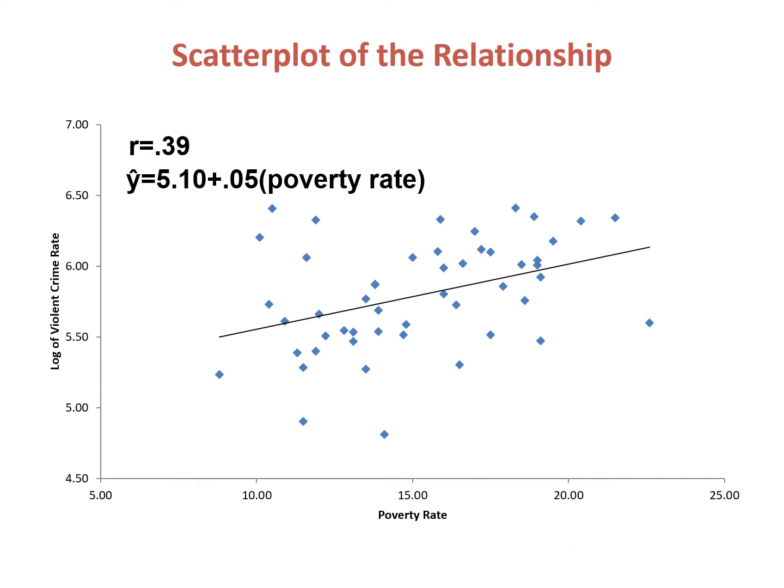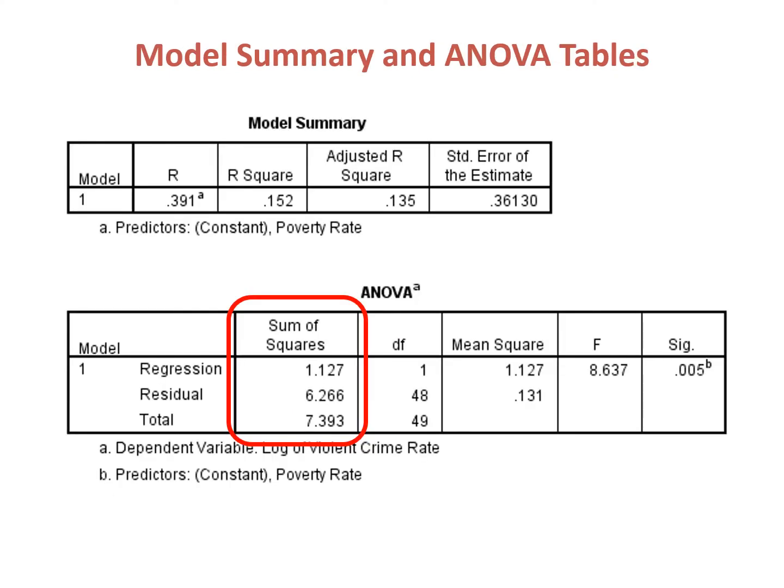Our problem is how well the line fits. The computer will calculate a line through a group of points whether or not the line is descriptive of the relationship. We need to find a way to determine whether the line fits the points well or whether the line has little explanatory power. To do this, we look at the model summary and ANOVA tables. We start with the sum of squares on the ANOVA table. ANOVA stands for the analysis of variance.